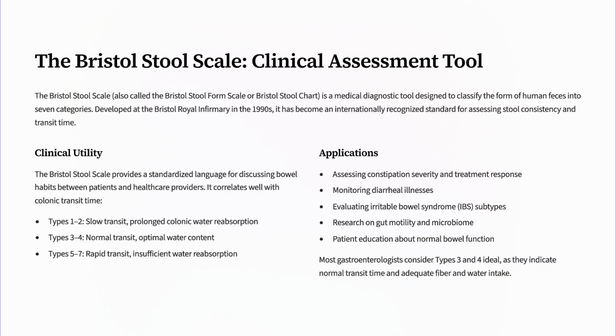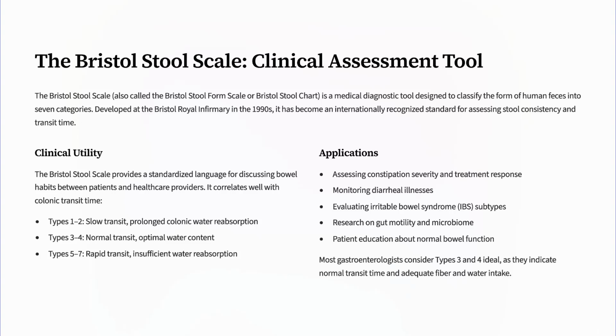The Bristol Stool Scale is a clinical assessment tool that classifies stool form into 7 types. Type 1 consists of separate hard lumps indicating severe constipation. Type 2 is sausage-shaped but lumpy, indicating mild constipation. Type 3 is sausage-shaped with cracks on the surface, considered normal. Type 4 is smooth and soft, like a sausage or snake, also normal.